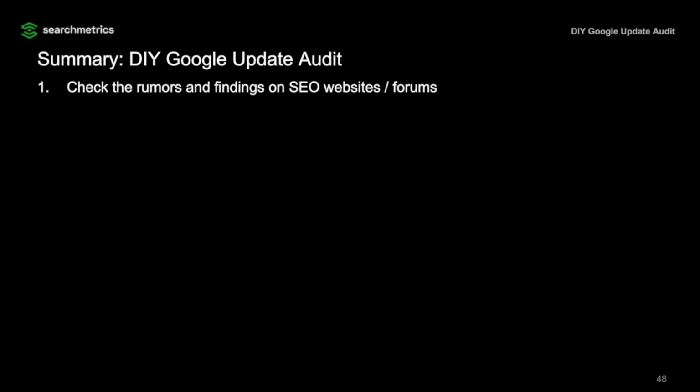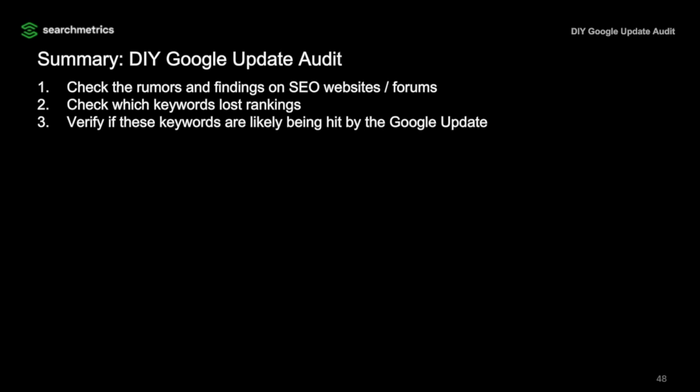So first, check the rumors and findings on SEO websites and forums if there is some chatter around this, so you can look at your website to see if those might already be fitting. This would be quick. If this doesn't apply, check your keywords, check which keywords lost rankings. Verify these keywords, if they are really being hit by the Google Update. Like we remember the vacation keyword for TripAdvisor. They actually have won, not lost. Try to find patterns as we did here with city plus hotels.